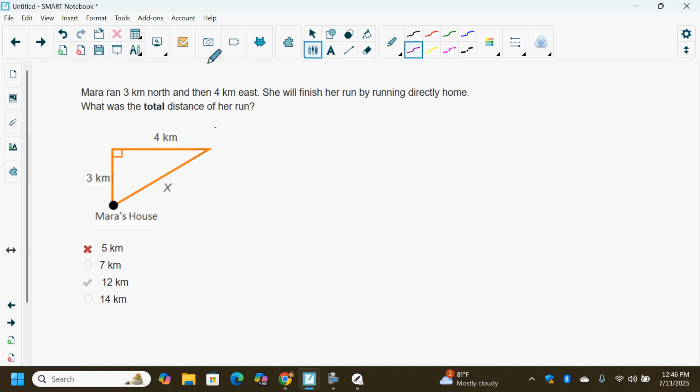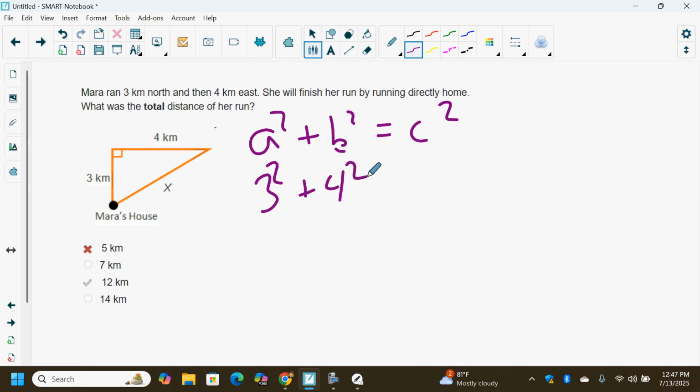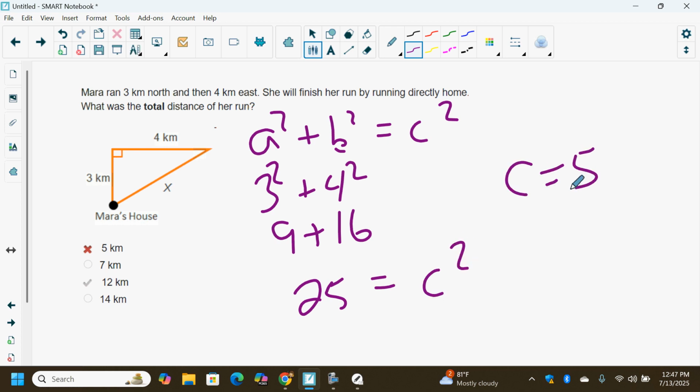All right, Mara ran 3 kilometers north and then 4 kilometers east. She will finish her run by running directly home. What was the total distance of her run? Okay, so first we have to do a squared plus b squared equals c squared, which is what I think you did. So you ended up with 3 squared plus 4 squared to get 9 plus 16, because 25 equals c squared. So that means c equals 5. But it didn't ask you what c was. It asked you what the total was. So you had to add in the final answer 3 plus 4 plus 5, which is 12. That's why 12 is the answer.